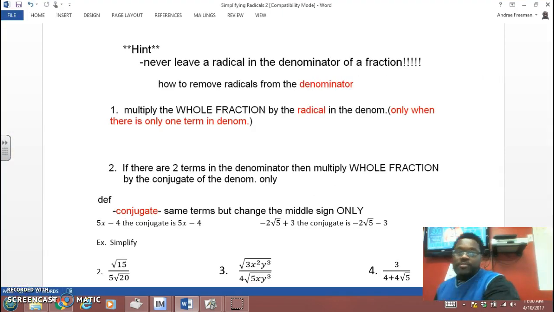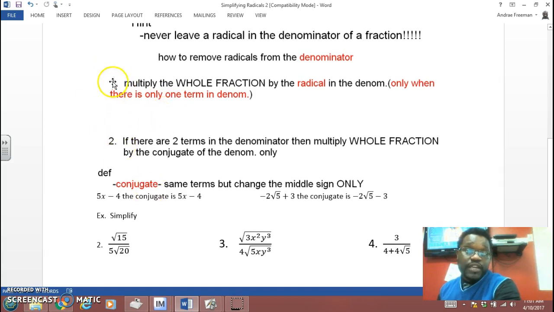Alright, now let's talk about when you divide. Here's some information you want to get down, just like the rest of the stuff in these notes. Never leave a radical in the denominator of a fraction. So now let's talk about how to remove radicals from the denominator. Multiply the whole fraction by the radical in the denominator only when there is only one term in the denominator. So here's your 2 steps right here. If there is one term, multiply the whole fraction, numerator and denominator, by the radical in the denominator.